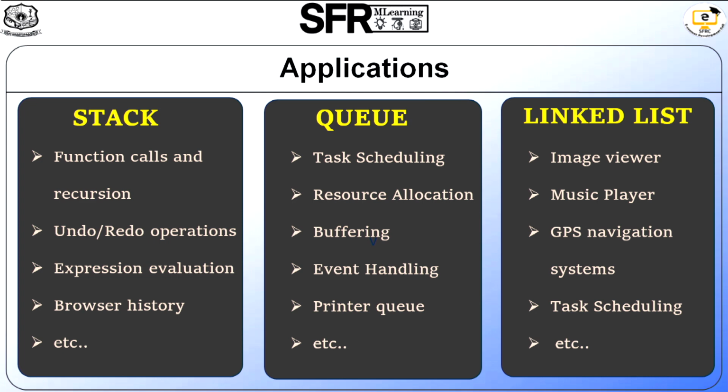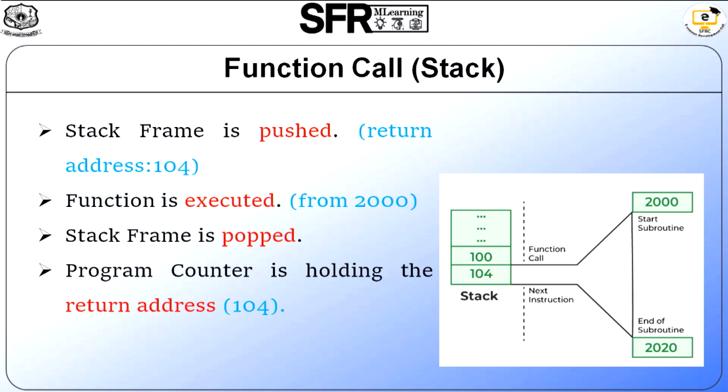For a linked list, the applications include the image viewer. If in our gallery program we scroll through our photos, from an image we can go to the front as well as to the back, right? So that is the image viewer, and it follows the linked list concept, as do music players, navigation systems like Google's, and task scheduling. Okay, let me see two applications of stack in expanded manner.